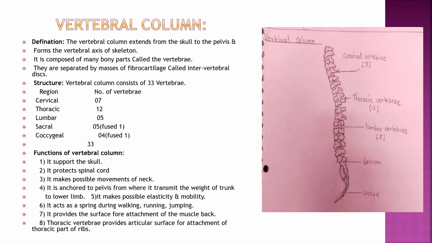So mainly there are vertebrae which are irregular in shape, and there are a total of 33 vertebrae in the vertebral column, and they are of different types according to the location. So they are cervical 7 in number, thoracic 12, lumbar 5, sacral and coccygeal 1 in number. And the function of the vertebral column is to support the skull and to protect the spinal cord, and then all the back movements, and helps in all the lower limb movements like walking, running, jumping.